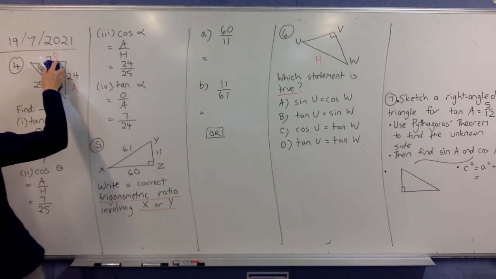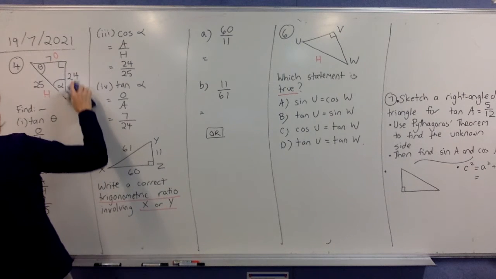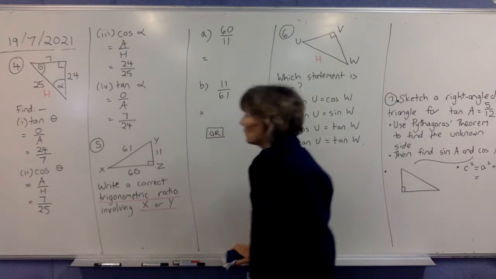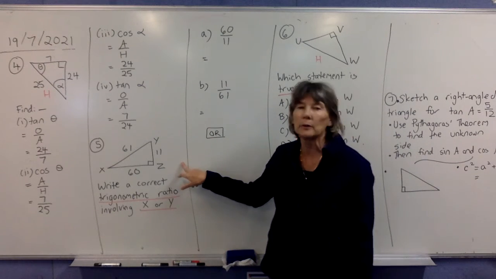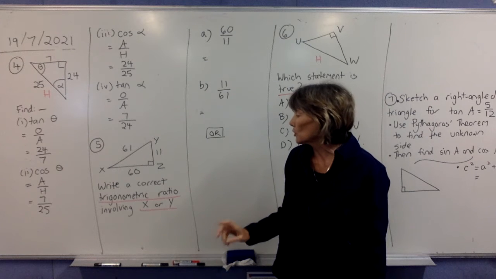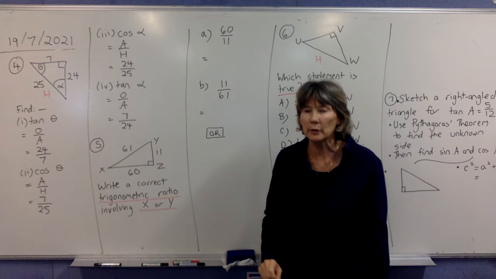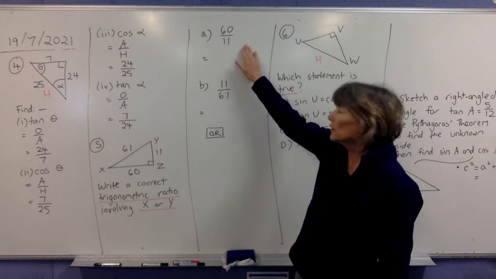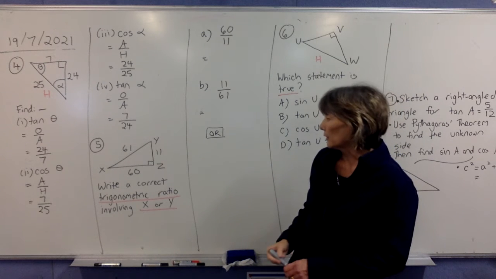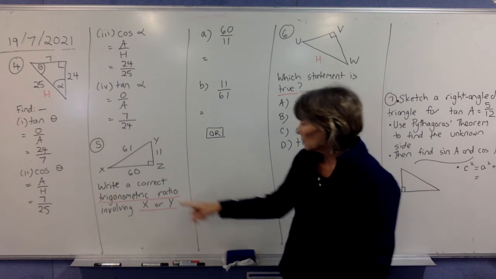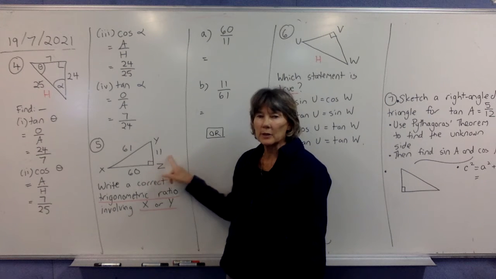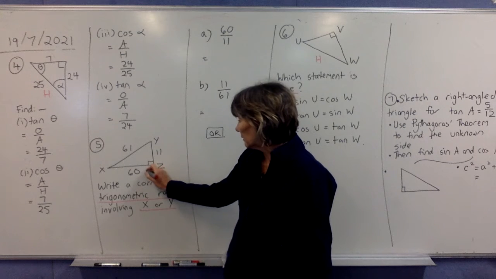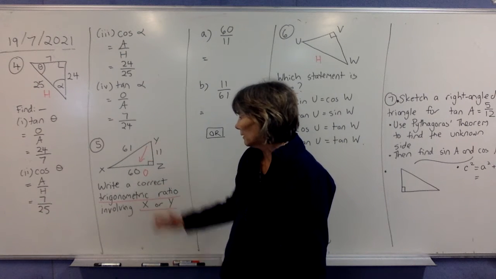Okay, now coming over to number 5, we're looking at a new triangle here. This time they want you to write a correct trigonometric ratio involving x or y. So all they've given you is 60 over 11. Now, 60 and 11 are in these two positions. So 60 could be an opposite side for angle y.